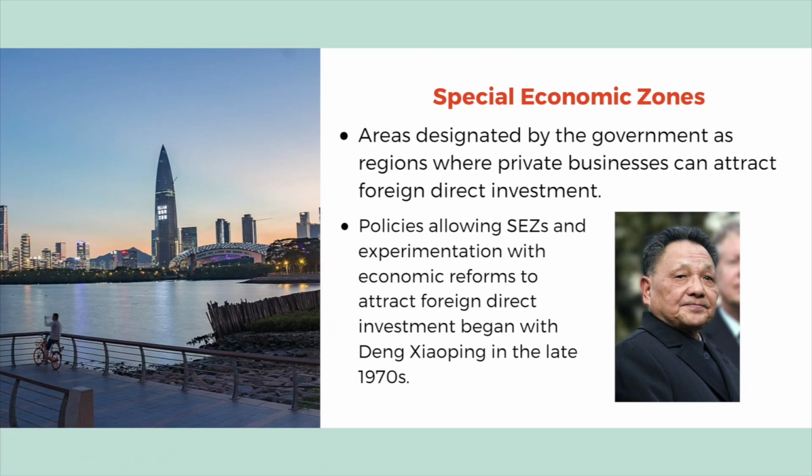In the 1980s, Deng Xiaoping began to move China away from its centrally planned communist economy, and the Chinese government established special economic zones, mostly along the Pacific coast.